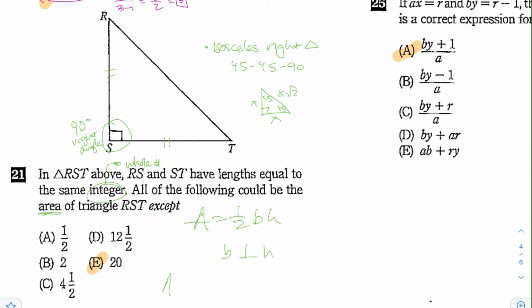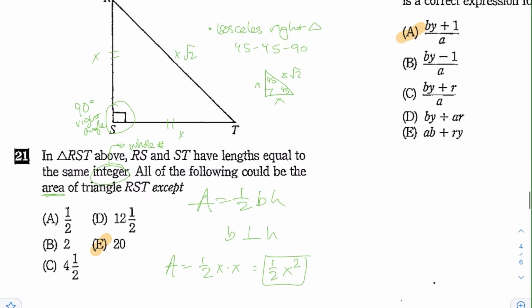So the area is going to be 1/2 the base and the height, which will be the same. We don't know what it is. We'll call it x. So 1/2 x times x is 1/2 x squared. And now this has to be equal to the choices. Now because x is a whole number, because it's an integer here, that means that if you take all the choices and you double it, it has to be a whole number.